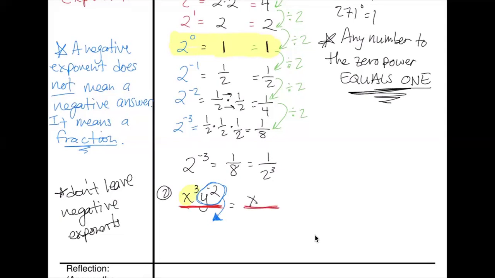So let me draw my fraction line. My x to the positive 3 stays because it's positive. But that y to the negative 2, I moved it to the bottom. So I'm going to write y, but it no longer is negative 2. Once I flip it to the bottom, it becomes positive 2. And now I can box my answer because I have no negative exponents. So to make an exponent positive, we flip the side that it's on.